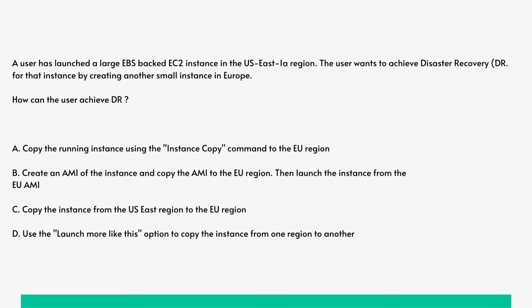Let's move to the next question. A user has launched a large EBS backed EC2 instance in the US East region. The user wants to achieve disaster recovery for that instance by creating another small instance in Europe. How can the user do DR?